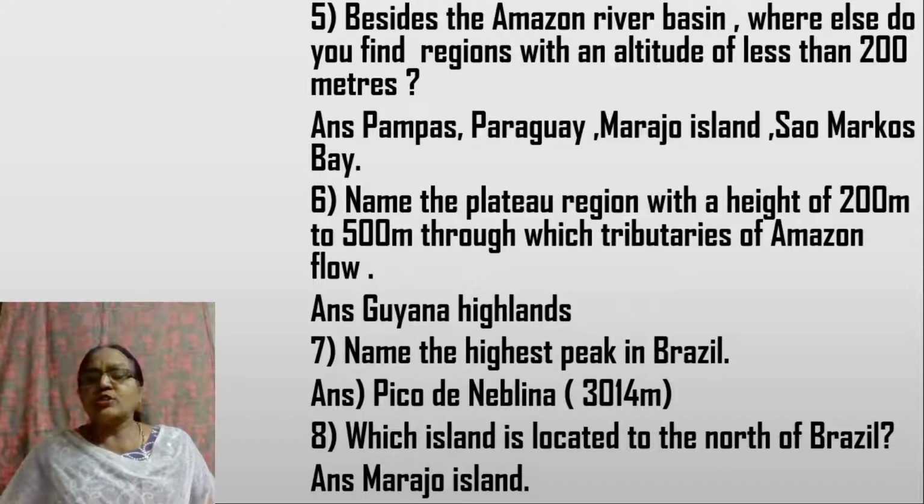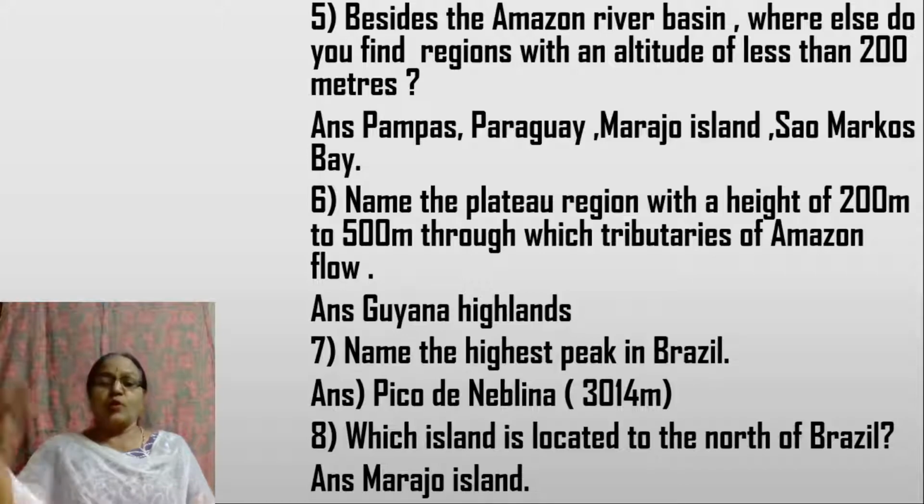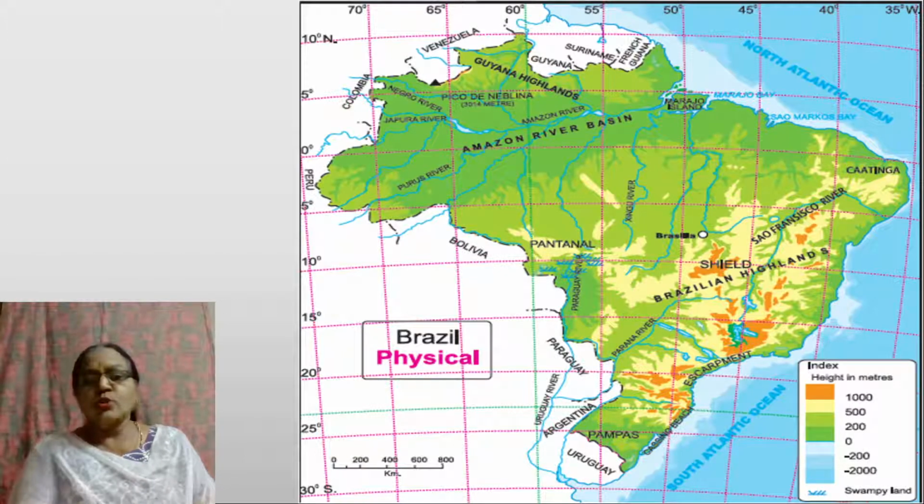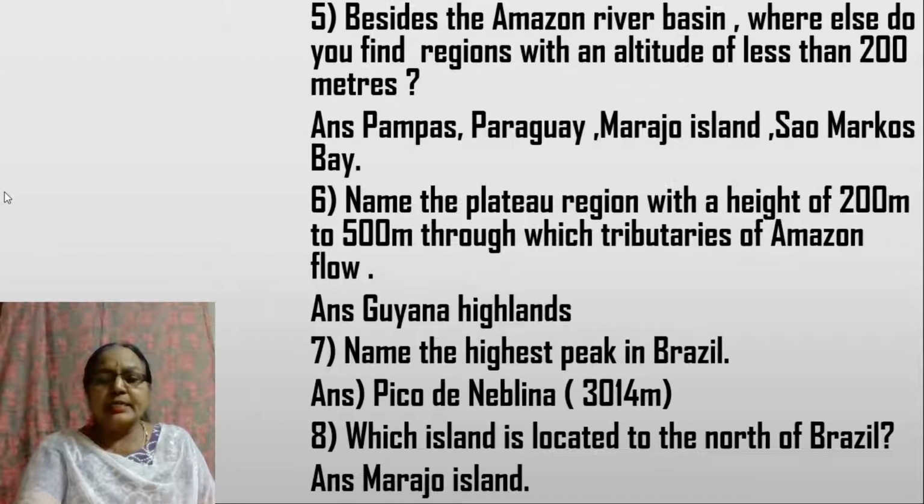Name the plateau region with a height of 200 to 500 meters through which the tributaries of the Amazon flow. You can see these are the tributaries of the Amazon River. As I told you, Iça, Japurá, Negro. These are flowing through the Guiana Highlands.